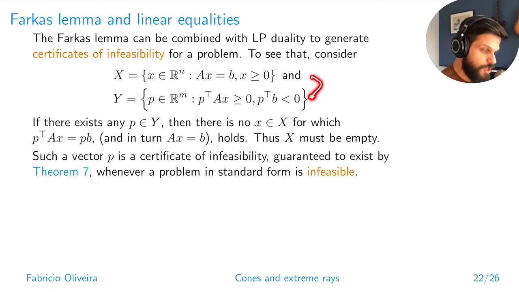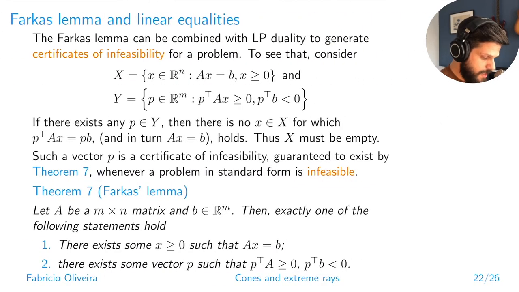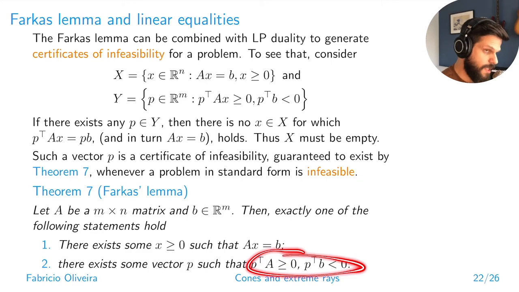So they are defining sets that have no intersection. So if you have an element in this set, you can't have an element in that set and vice versa. And that P is exactly the certificate of infeasibility that you would use. And that is what is behind the Farkas theorem that is at the bottom here. So you have this M by N matrix and this M vector. And then you can say that exactly one of the following statements can hold. You either have there exists some x greater than or equal to 0 for which this is true, or you can find a vector p for which this is the case.